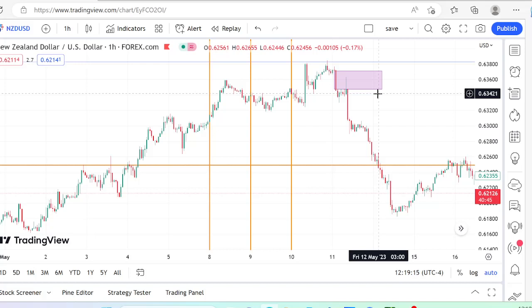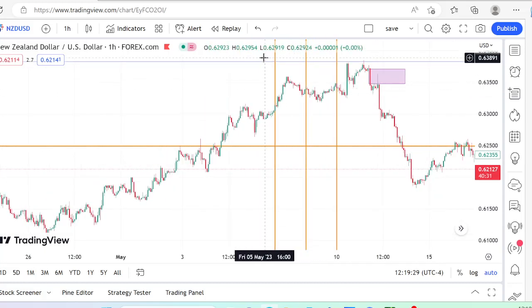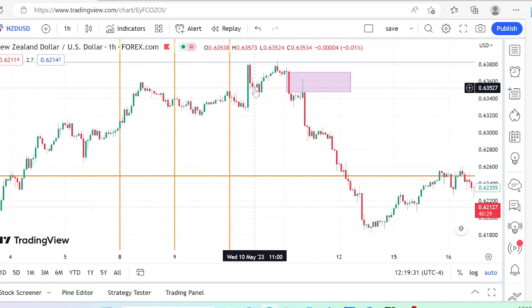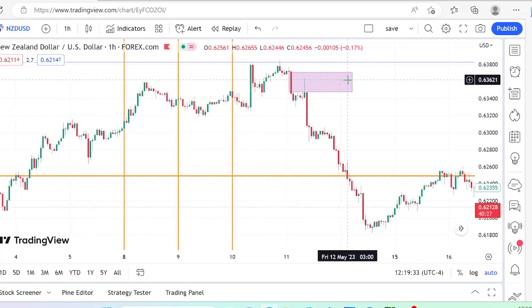I want you to compare what you learned in ICT's 2022 mentorship to Purge and Revert. Basically it's the same thing, but now we're dealing with a higher time frame here. So NZD/USD came up and took out a higher time frame liquidity pool. What do we want to see next after it takes out that liquidity pool? We want to see the displacement lower.